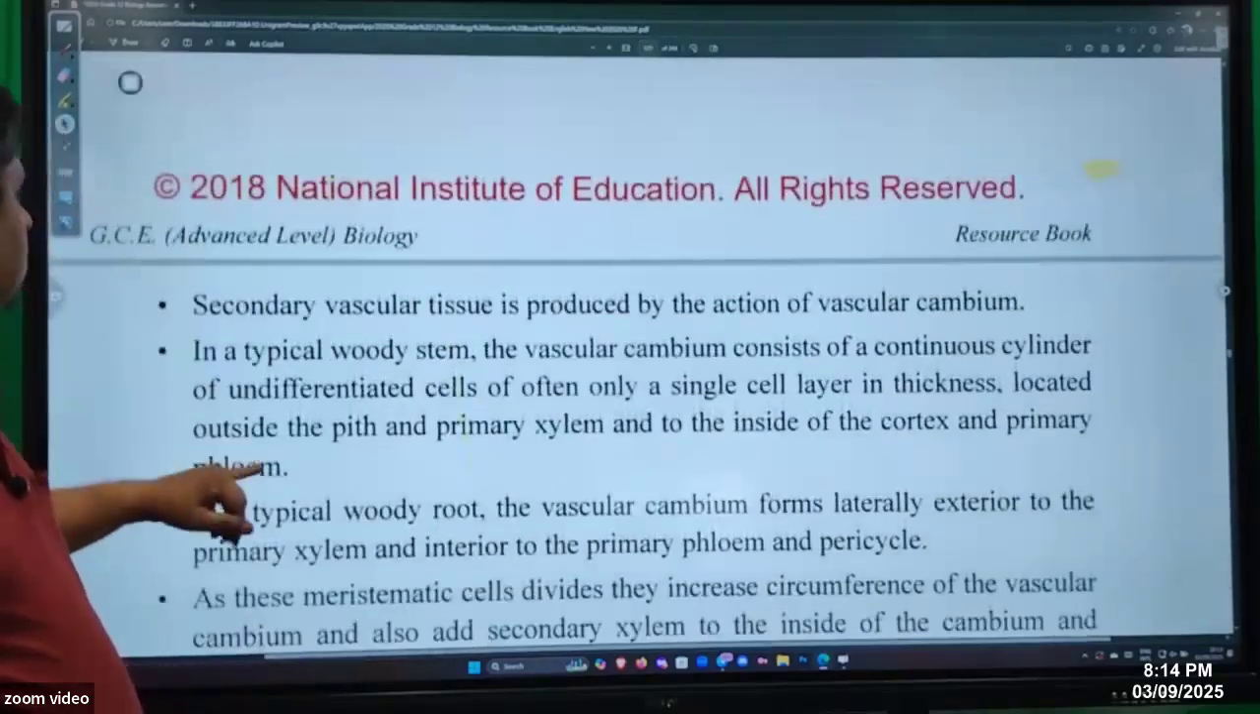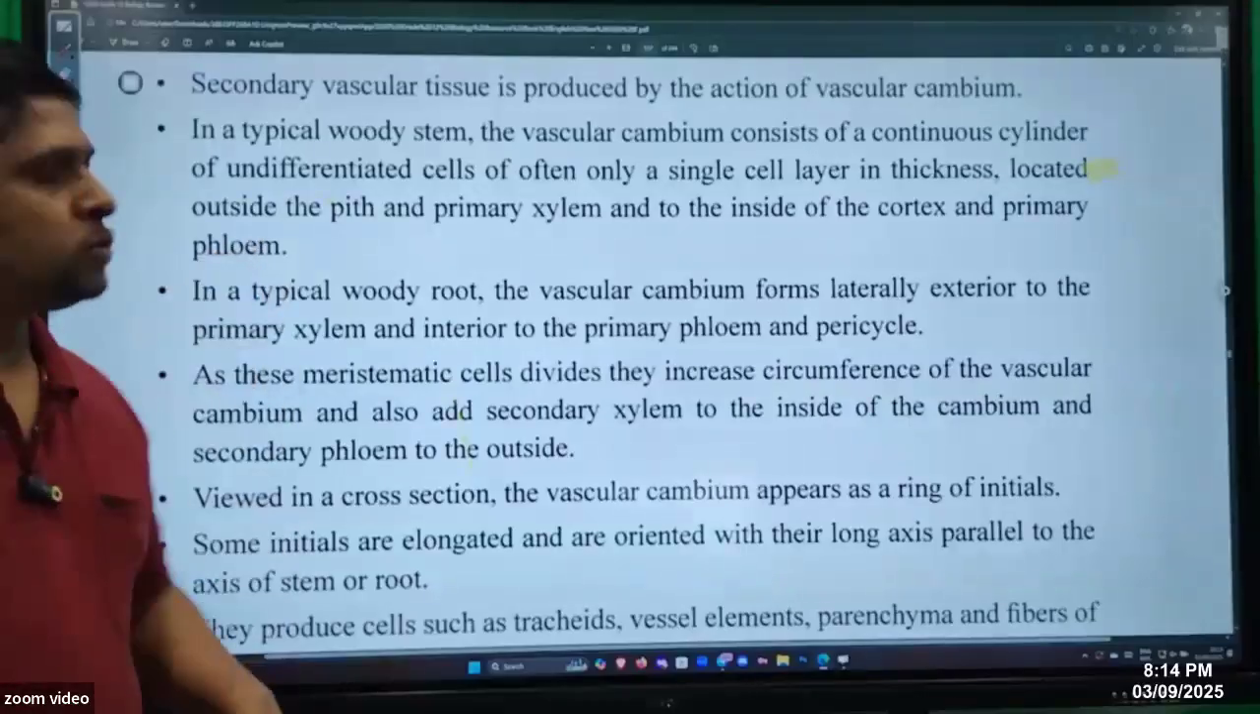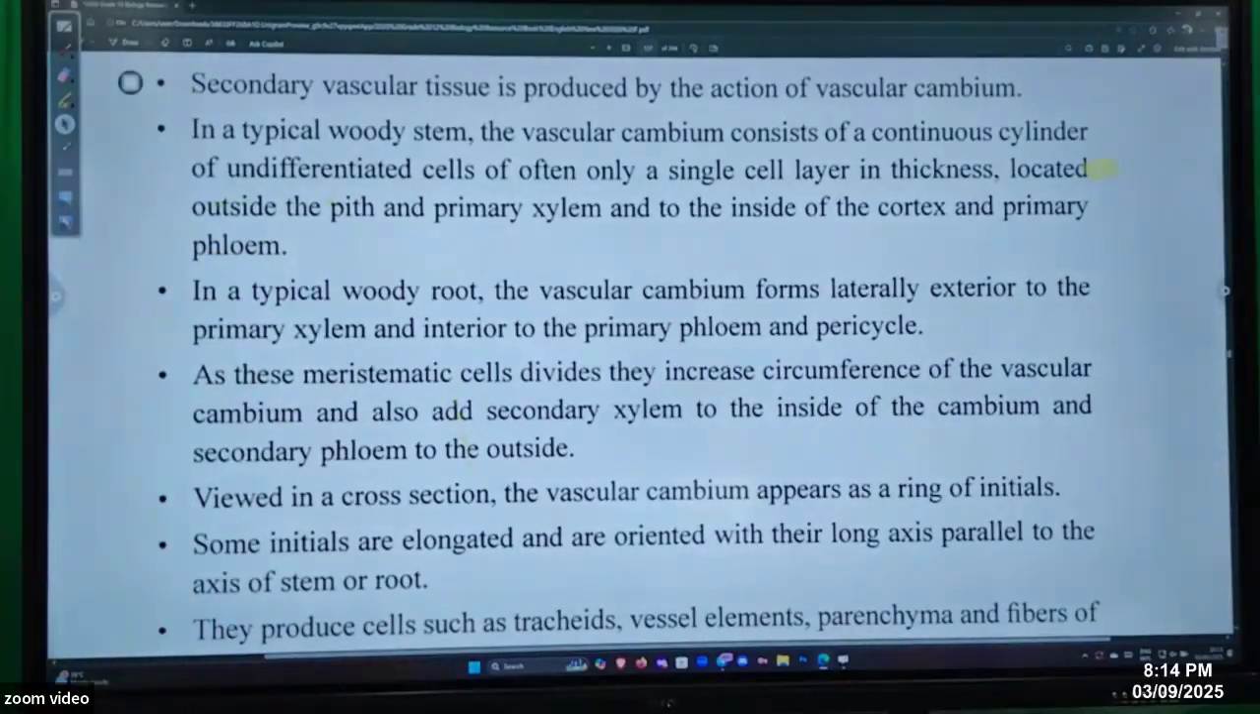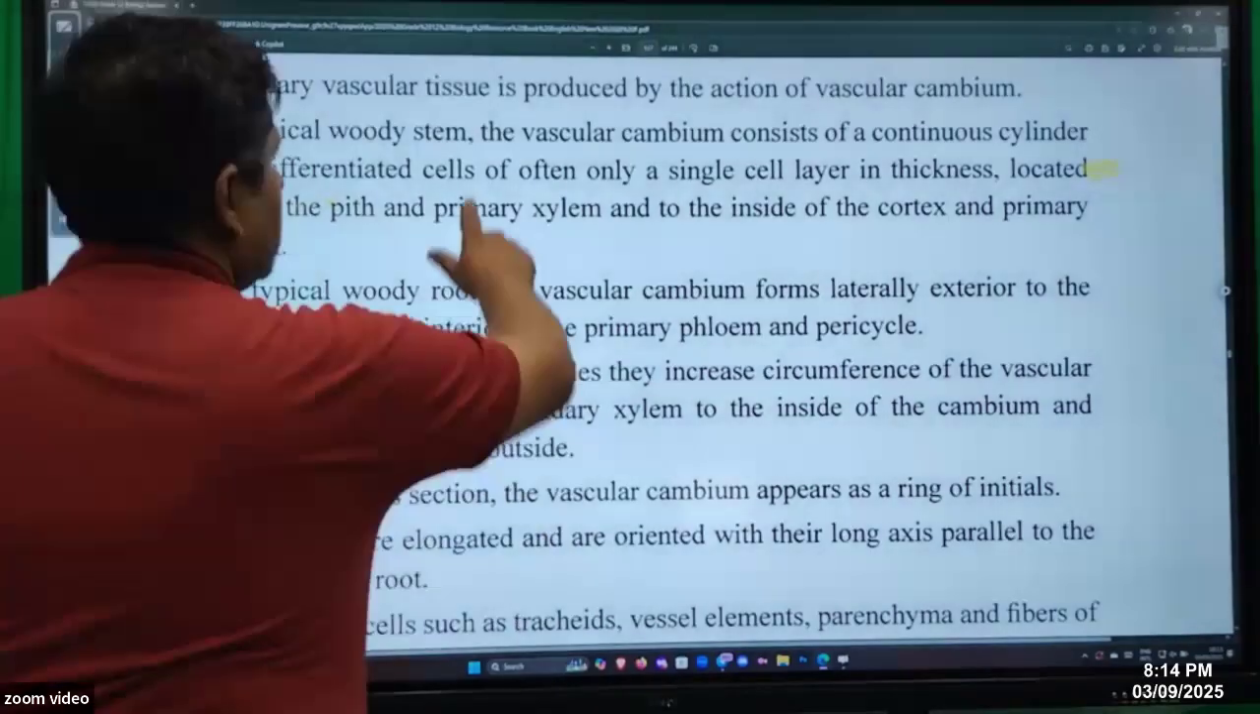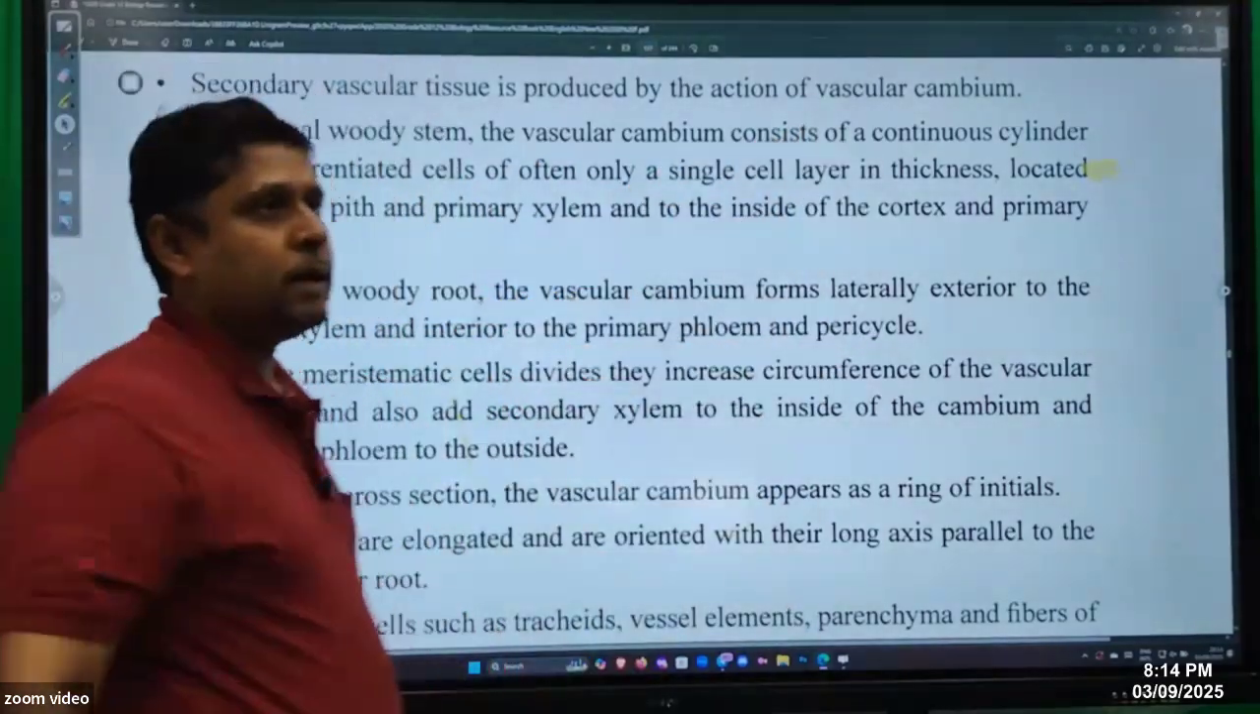Okay, let's move to the next page. Secondary vascular tissues are produced by the action of vascular cambium.